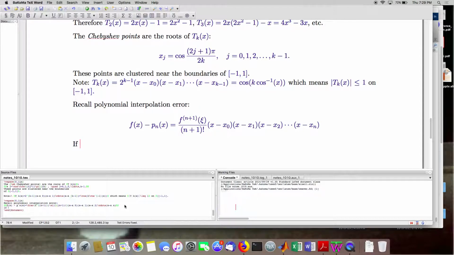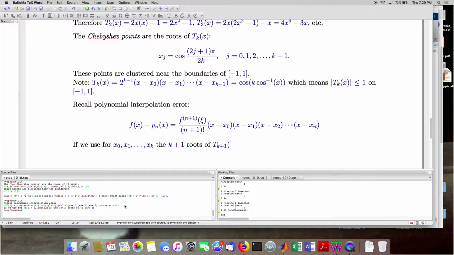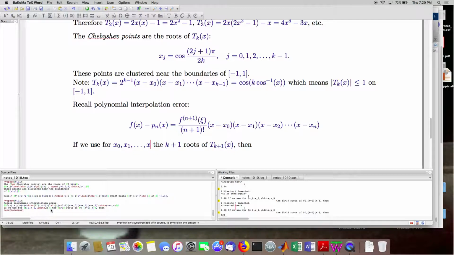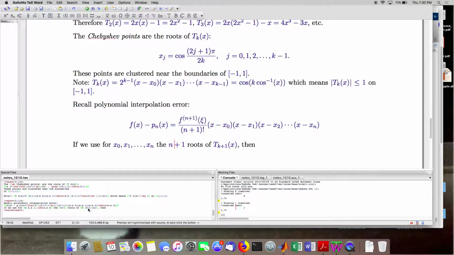Now, if we use for x0, x1, through xn, the n plus 1 roots of t_{n+1}(x), then notice this factorization here. Sorry, I need to adjust my notation. This factorization is the same form as this, except for the factor of the power of 2 here.